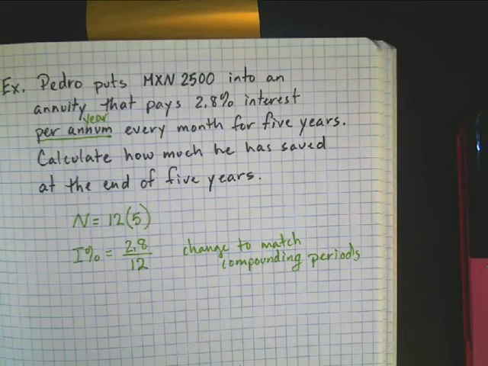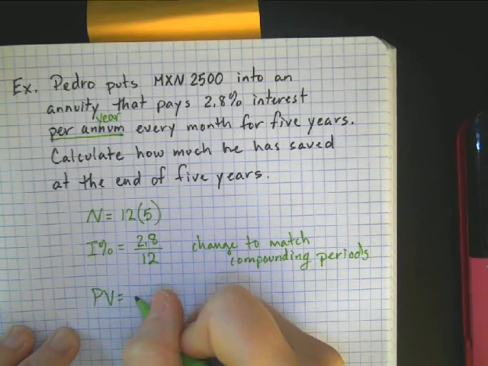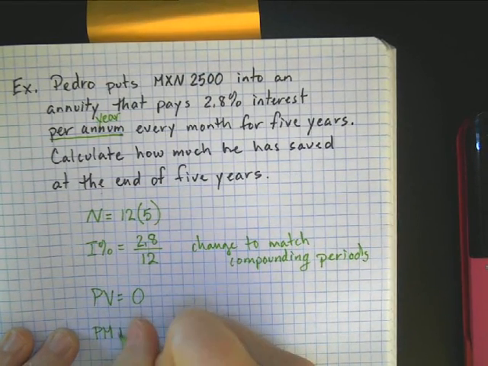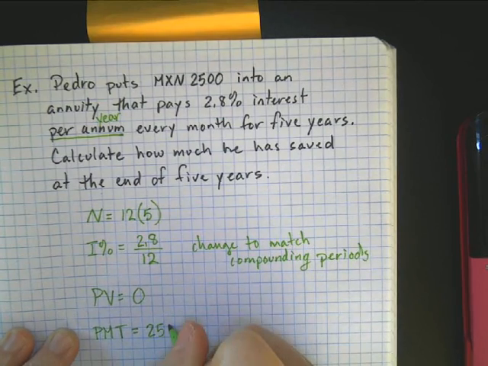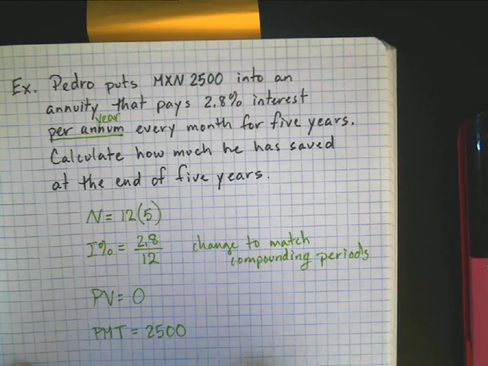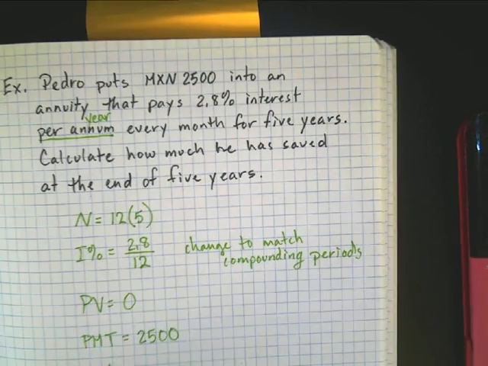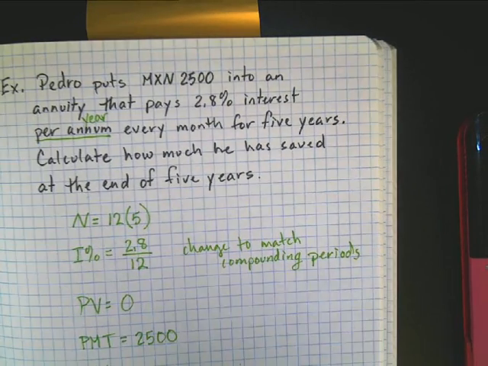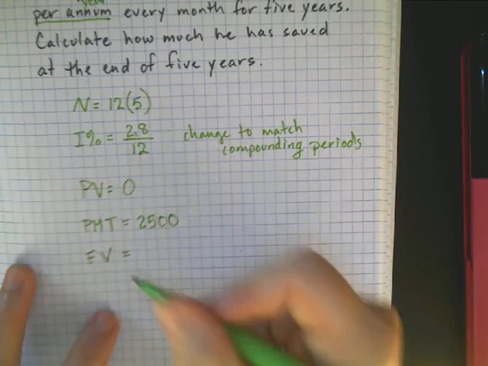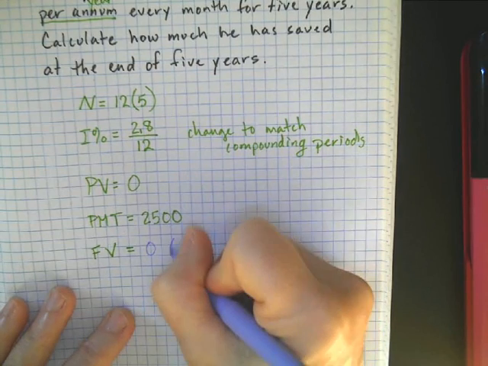Okay, so then present value would be 0, because we're going to start with nothing. He's going to start saving money. So his payment, he's putting in 2,500 each month. And then the future value is, I want to figure out where he ends up. So what is going to be his future value? I don't know. So for right now, you would put anything. It doesn't matter. Okay. So for the future value, it doesn't matter what you put in. So you can start out by putting in, say, 0. 0 doesn't matter. Anything doesn't matter.